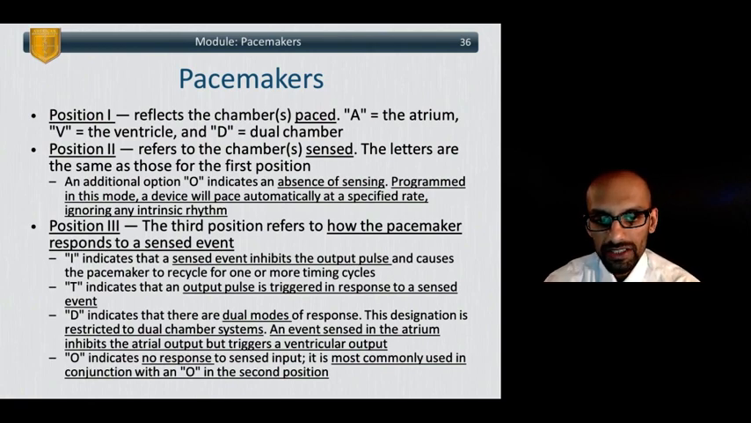You rarely ever see the T, the triggered setting for the third position. I can't think of a time where I've seen that, so I wouldn't worry about that too much, but the idea is that it will trigger the pacer. D for dual mode basically refers to dual chamber systems, and an event sensed in the atrium will inhibit atrial output but trigger a ventricular output.